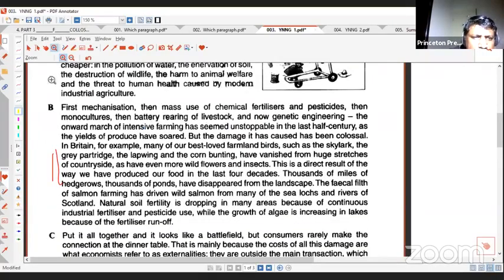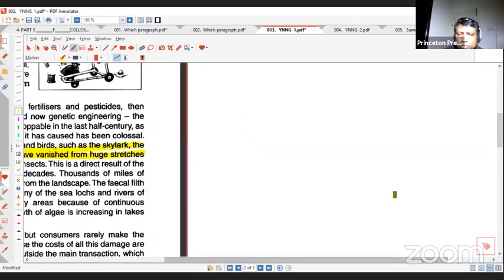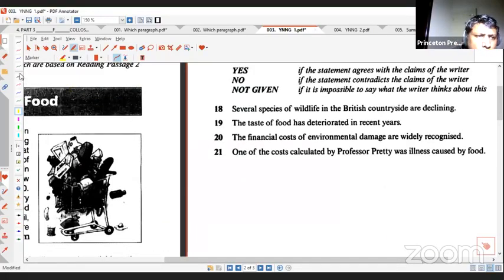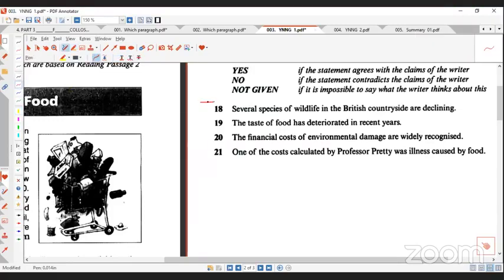Here, we read it. In Britain, for example, many of our best loved farmland birds, grey partridge and corn bunting, have vanished from large stretches of countryside. This is enough. So we found it, so it should be what? True. True. What about the next one?